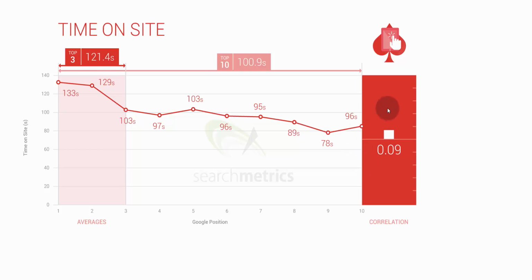Here you can also see there is a correlation of 0.09, or we can also say it as 9%, which denotes that the difference in time on site from the first search result to another search result is 9% significant.